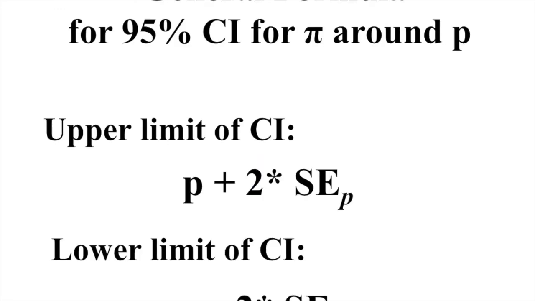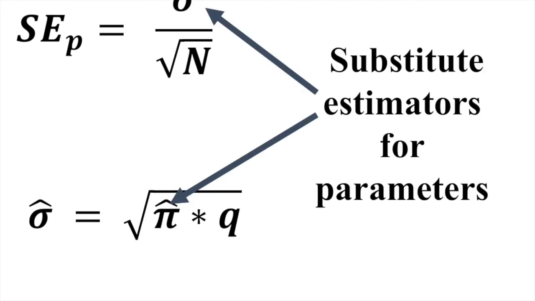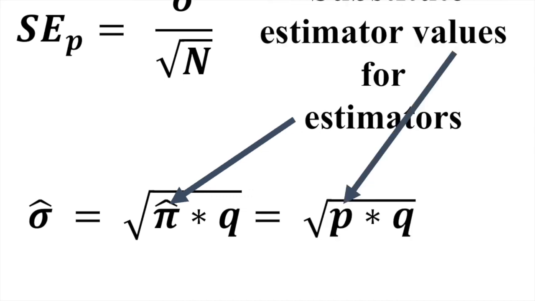So let's summarize how to calculate the confidence intervals for pi around p. When we have a sample p, we calculate the 95% confidence interval around it using these formulas. We can use these formulas to calculate the standard error. We just have to substitute these estimators for the parameters. The estimator values are simply the sample statistics for our sample. We end up substituting p in place of pi.